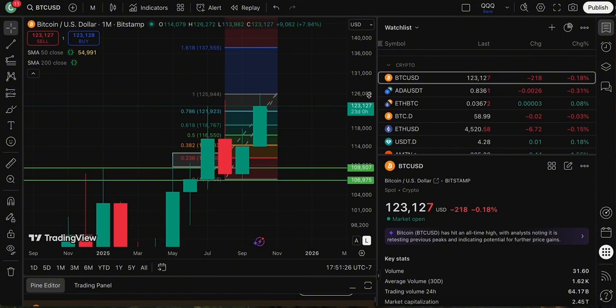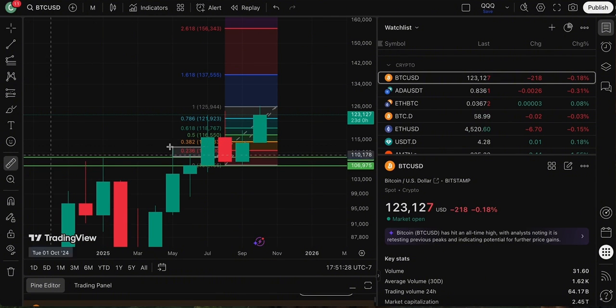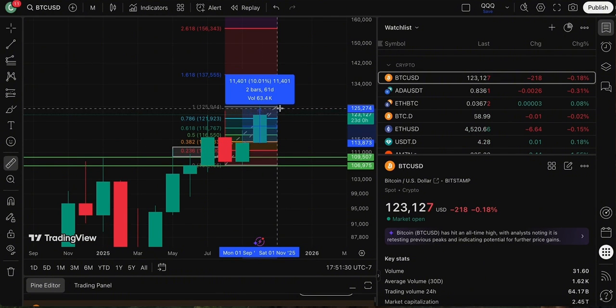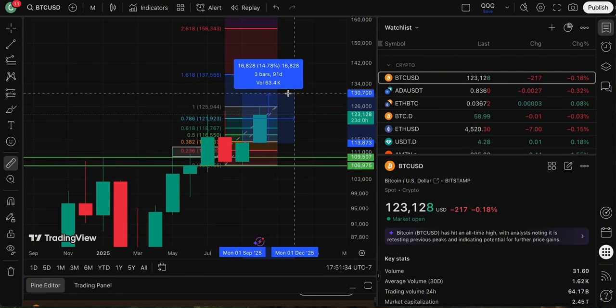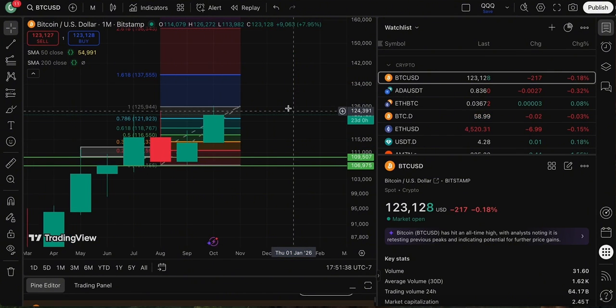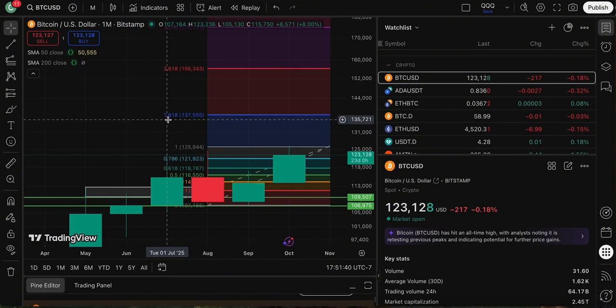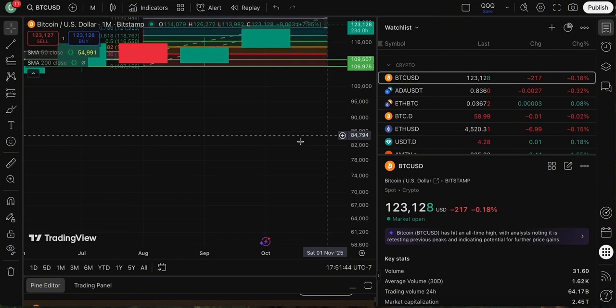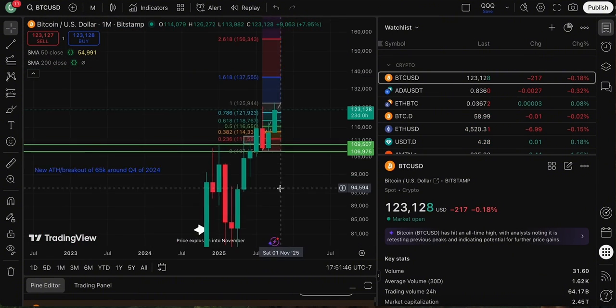Bitcoin right now is sitting at 123,000. We haven't even barely begun this monthly candle. We're sitting right around 10%. I believe this candle can end up around 15 to 16%, which would lead us right around the Fibonacci extension of about right below that 1.618. That's where I think Bitcoin can end by the end of October.